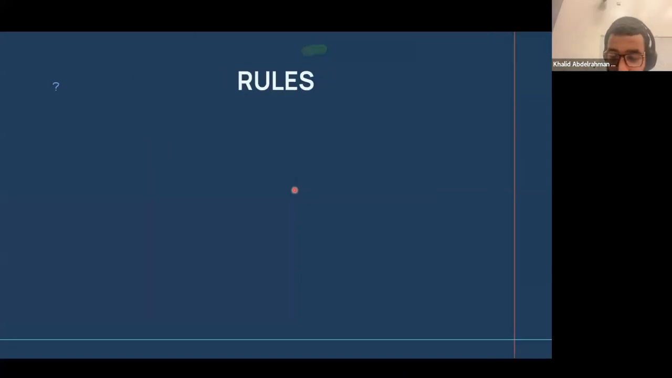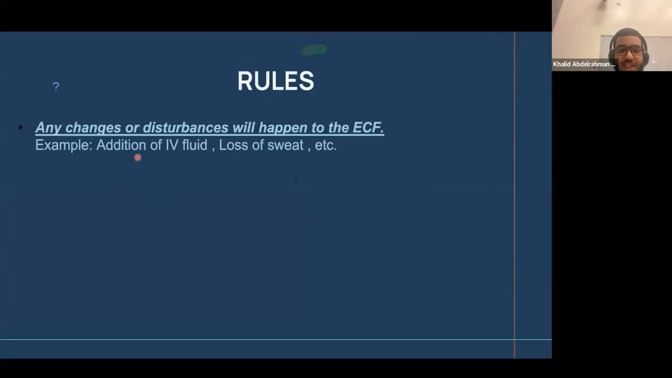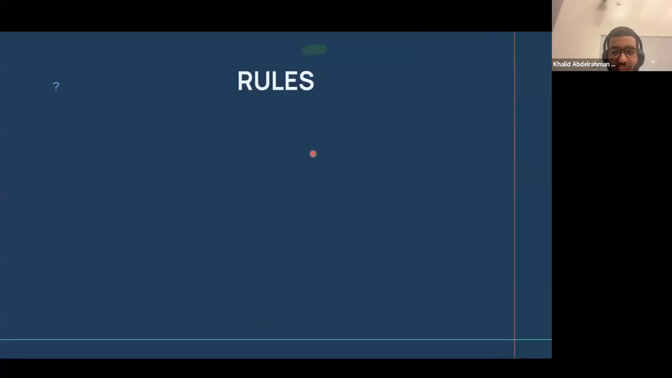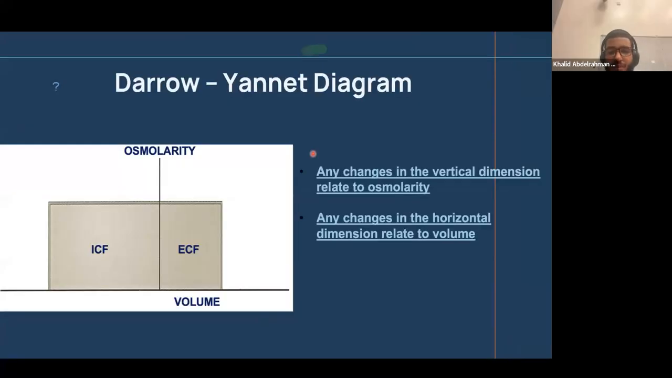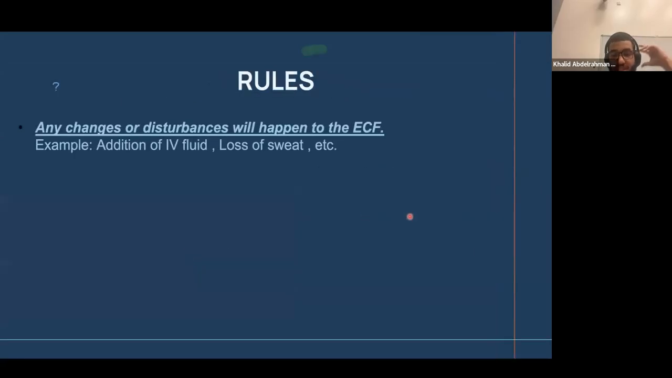So now these are a couple of rules you should remember while solving these questions. The first rule is that any changes or disturbances will happen to the ECF. Most of the questions will be about disturbances. So they'll tell you he lost fluid, he gained fluid, we gave him an IV fluid, he ate salt. All of these changes happen to the ECF, because when you give an intravenous fluid, where are you giving it? To the blood, and blood is part of ECF. If you're ingesting a salt tablet, where will that go? To the ECF. If you're losing sweat, from where will you lose it? From the ECF. So all disturbances happen to the ECF.